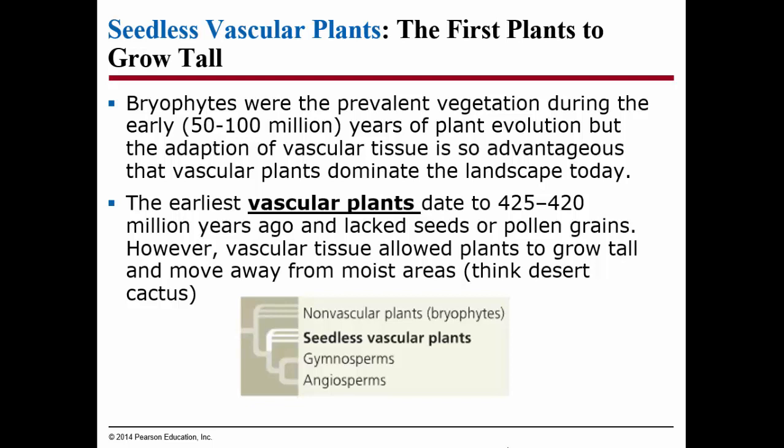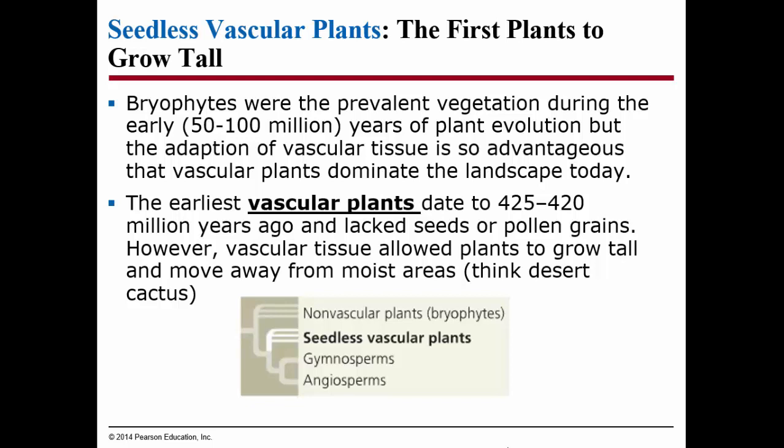So now let's compare the non-vascular plants to the next group to diverge, the seedless vascular plants. Okay, so early in the history of the invasion of plants on land, the non-vascular plants were dominant. Eventually, vascular tissue evolved, which provided an advantage to the plants and allowed them to invade a greater variety of habitats.